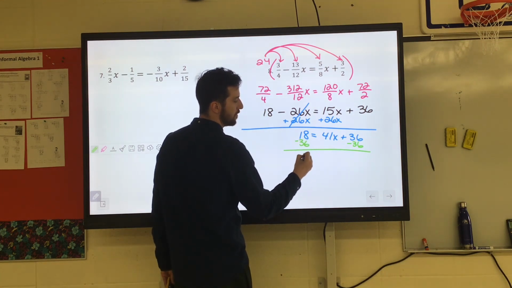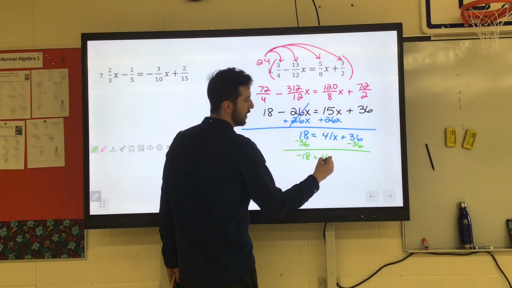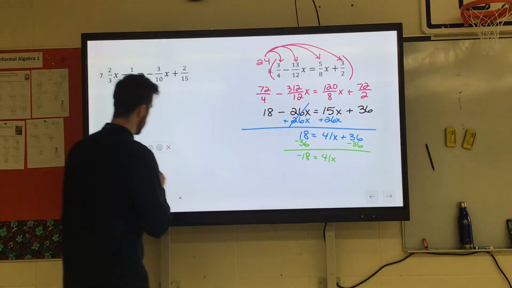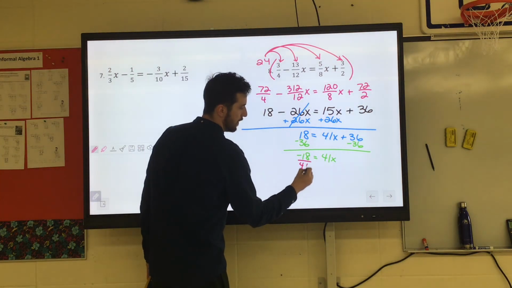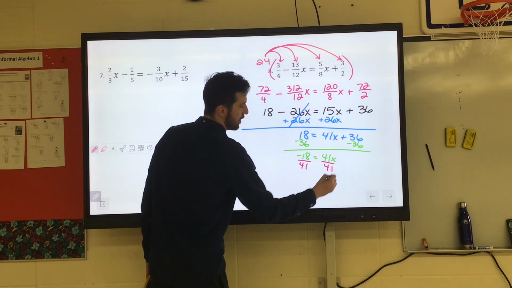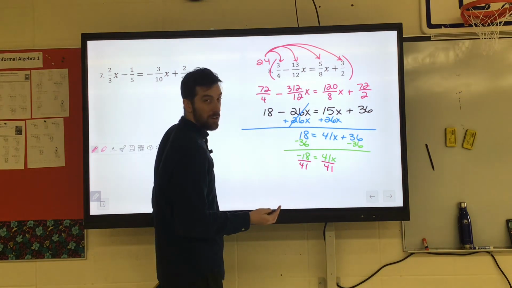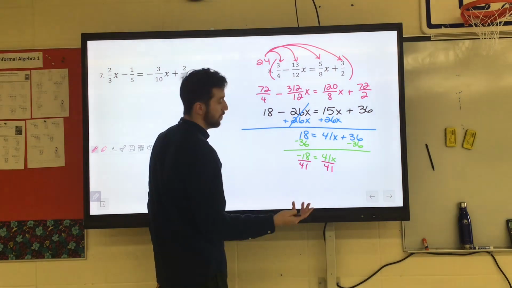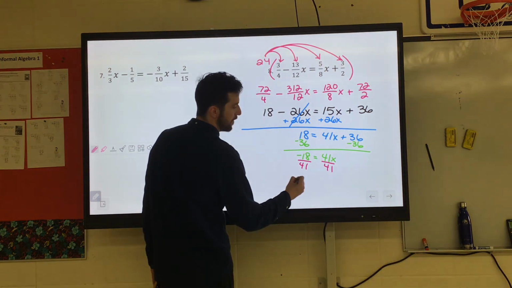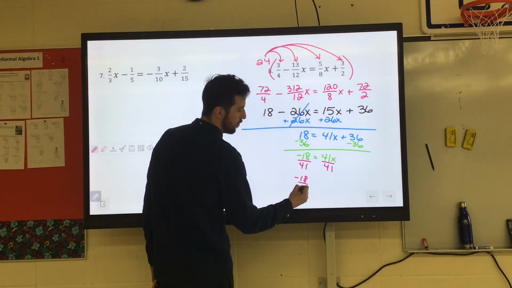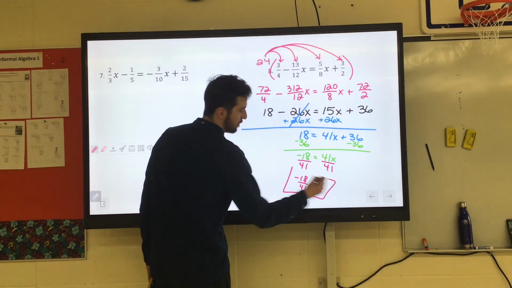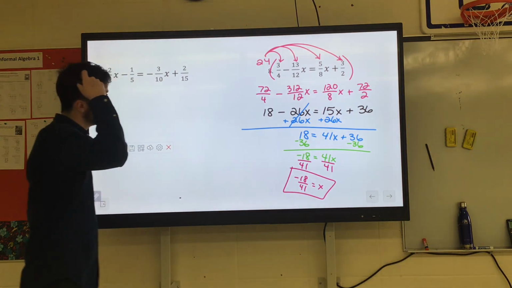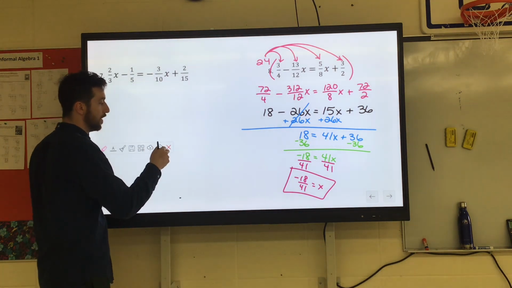18 minus 36 is negative 18, equals 41x. Now we just have to divide by that 41. And 41 is prime, so only 1 and 41 go in there, so we can't simplify this at all. Negative 18 41sts equals x. There we go.